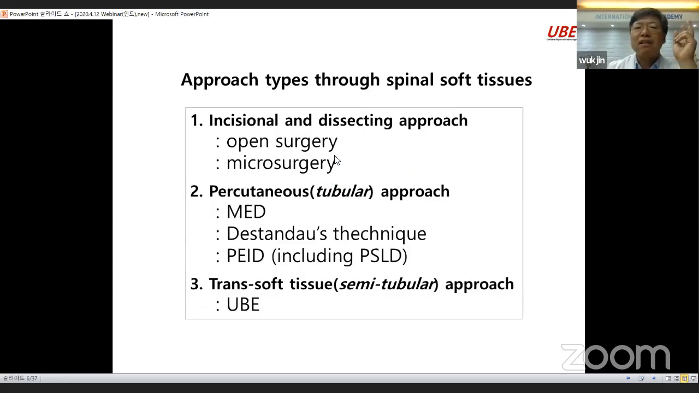I divided the approaches into three groups. First, the incision, dissectional approach: open surgery and microsurgery. Second group, percutaneous tubular system: this is MED, PID, PSLD. The third group is transsoft tissue, semi-tubular approach, UBE.